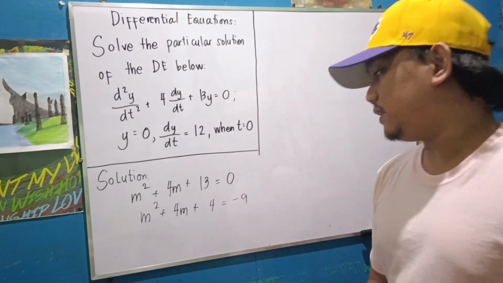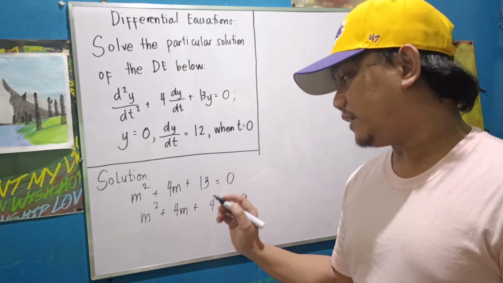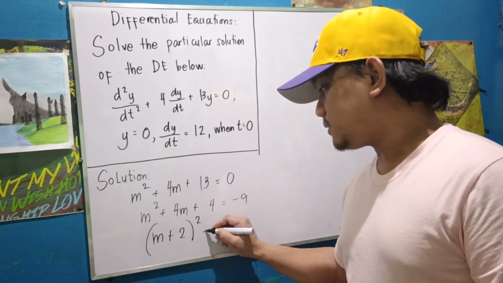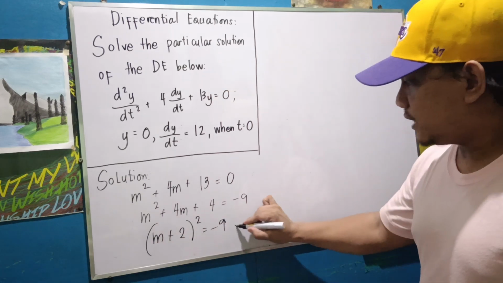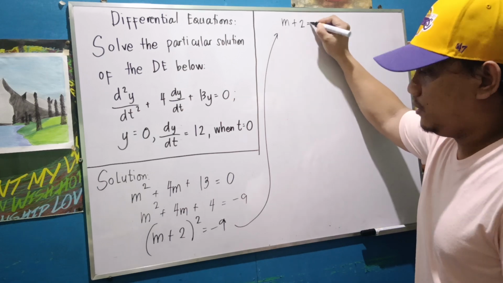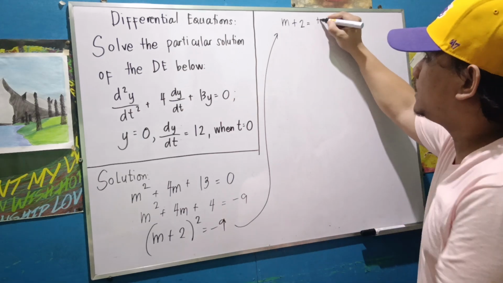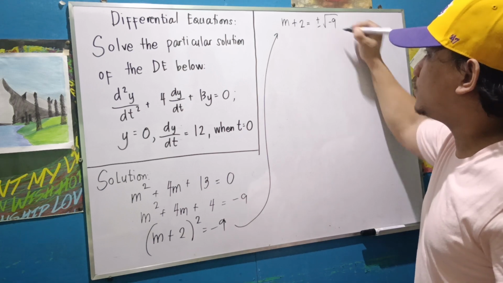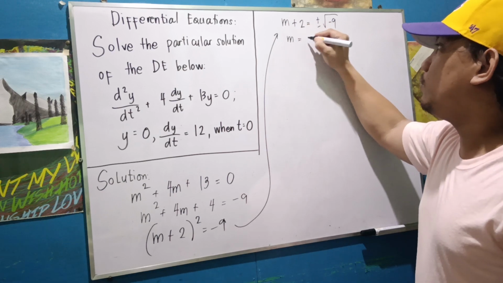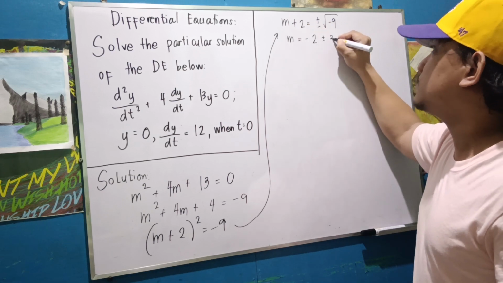And then, extracting the roots on both sides, or we can rewrite it first. So we have m plus 2, quantity squared equals negative 9. So extracting the roots, we have m plus 2 is equal to plus or minus the square root of negative 9. San ba equal ang square root ng negative 9? That is 3i. Imaginary na po yan. So m equals negative 2 plus or minus 3i.